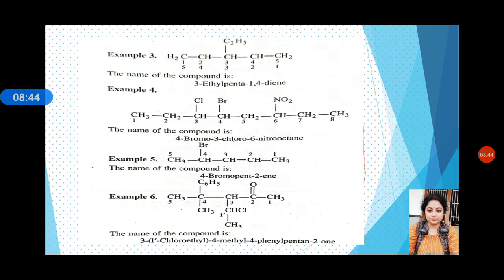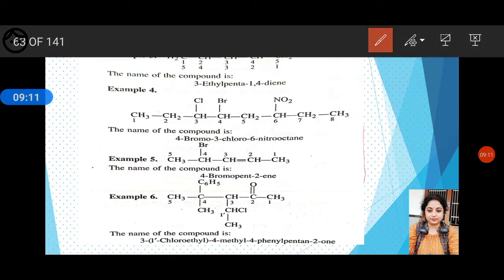And on 3 we can see an alkyl group, but it has 2 carbons, so it is an ethyl group. So on the third position an ethyl group is attached, so prefix will be 3-ethyl, root word penta. And now we have to show the position of the double bond. It is on 1 carbon as well as it is present on the 4th carbon. So 1,4-diene. This will be the IUPAC name of this compound.